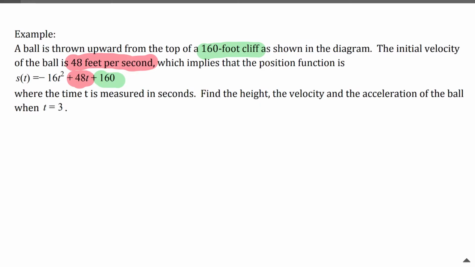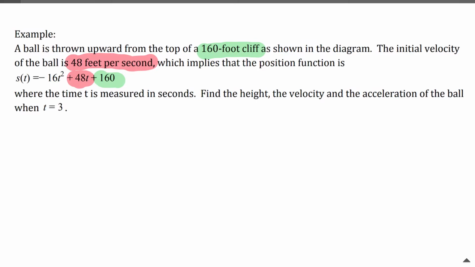S of t is equal to negative 16t squared, which we know helps us with our acceleration, plus 48t, and then the 160, our starting position. Same equation as you guys saw earlier in the year, but now with substituting some more numbers into it. So the time t is measured in seconds, and our goal is to find the height, the velocity, and the acceleration of the ball when t is equal to 3.